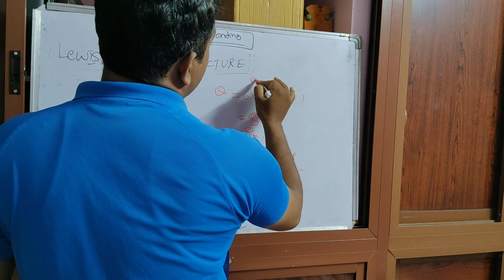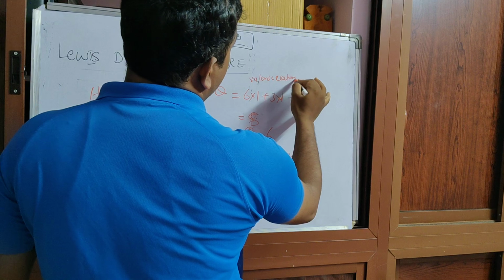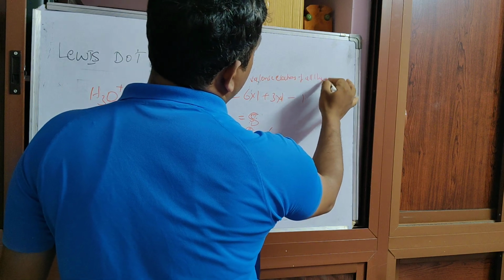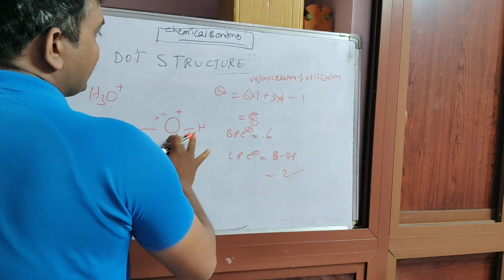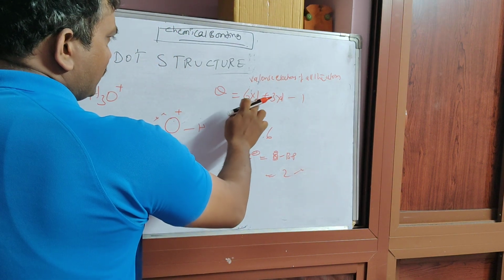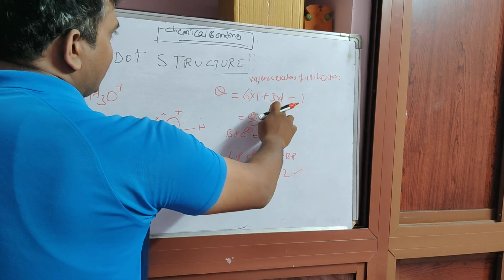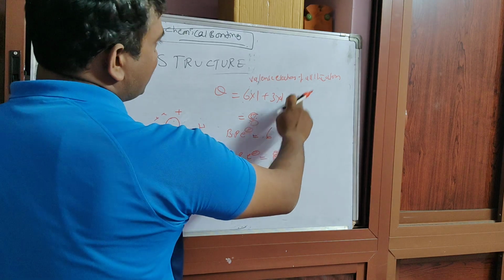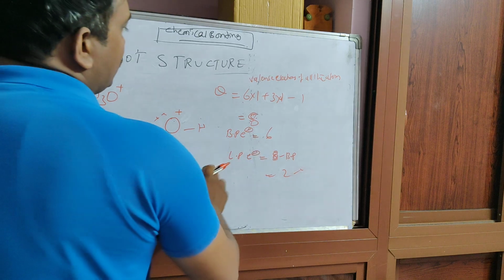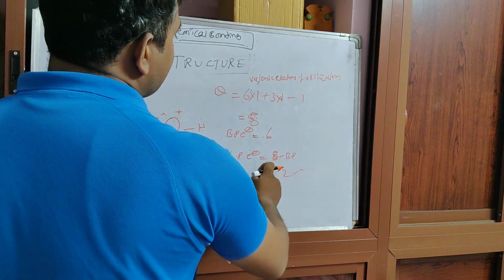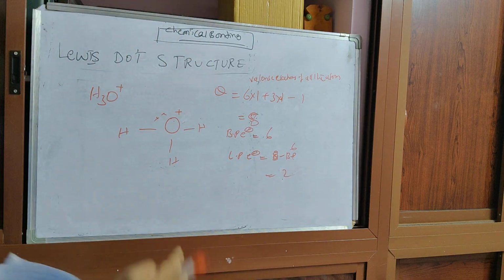This is the valence electrons of all the atoms. This you must remember. Oxygen valence is 6, and 1 oxygen is there. Plus 3 hydrogens are there, into valence 1, so 3 into 1. It is a positive charge. Positive charge means minus 1. That's why Q is 8. Bond pair electrons 1, 2, 3, total 6. Lone pair electrons is equal to Q minus bond pair electrons, 8 minus 6 is equal to 2. Positive charge is always on the central atom.